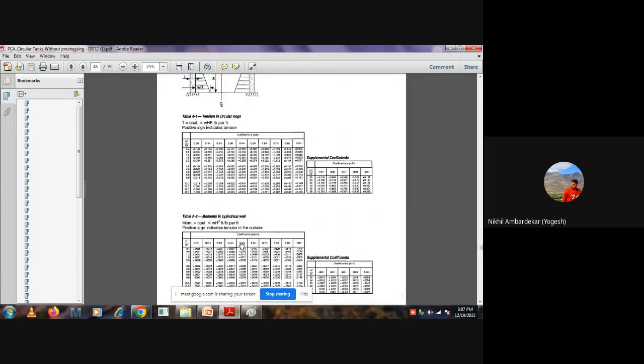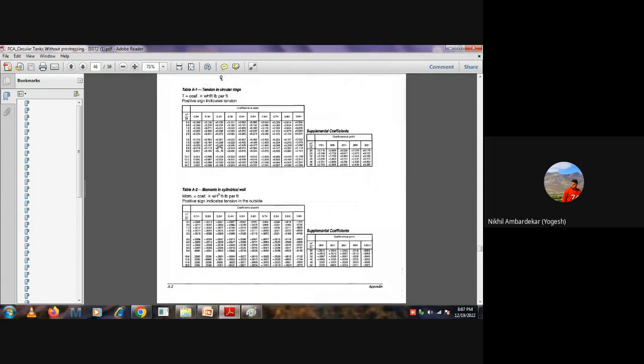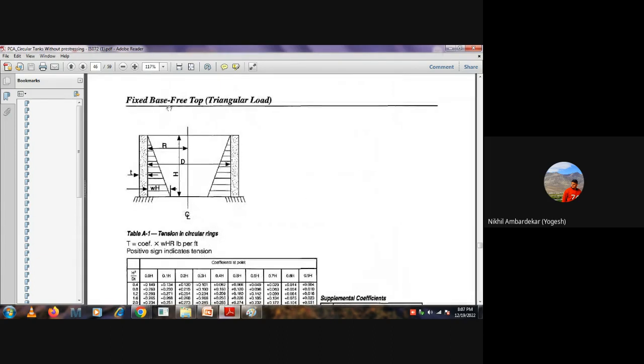table, page A1, A2. Just read this: fixed base, free top, triangular load. You can see this is a cut section of the water tank, that's why you can see these two walls. Water and internal load can be shown like this. H is the height of the tank, R is the radius, D means diameter, small t represents the thickness of the tank, and WH is the loading. Are all the terminologies clear? Very simple and self-explanatory.